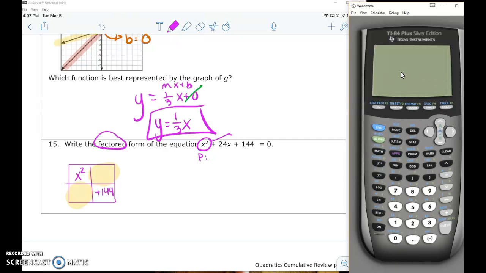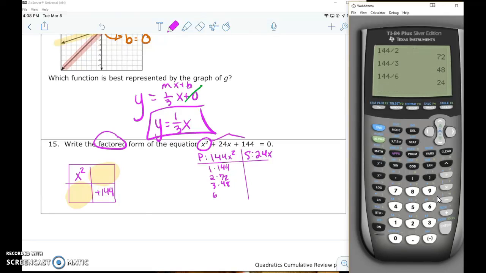So the product is the first times the last, 144x squared. The sum is the middle number. If I think about things that multiply to be 144, I have 1 times 144, 2 times 72, 3 times 48. So far, none of these are adding up to be 24, so it looks like I need to get bigger. So I'm going to skip ahead to 6.